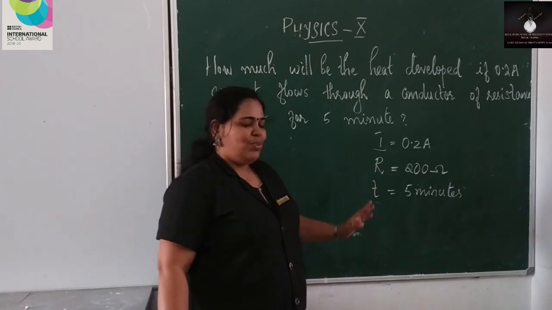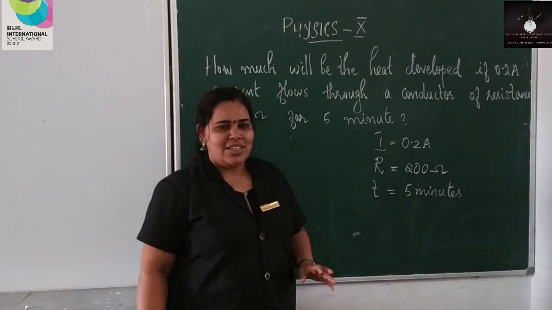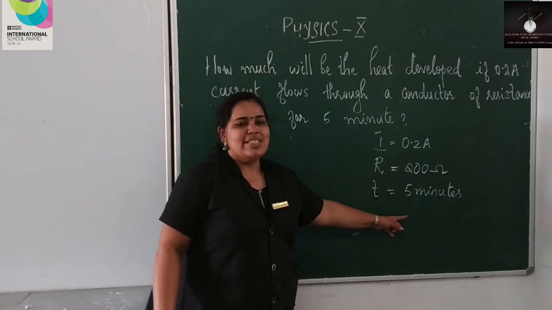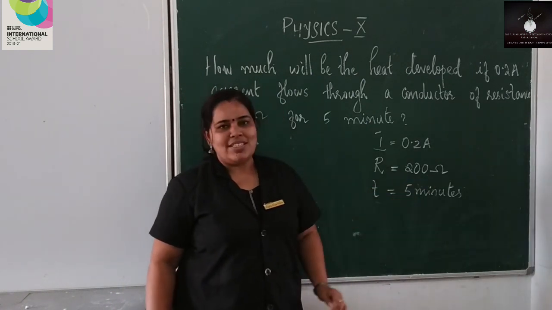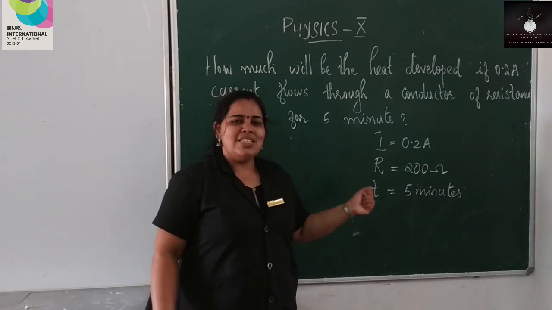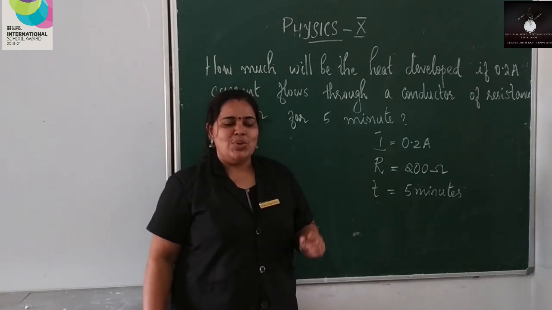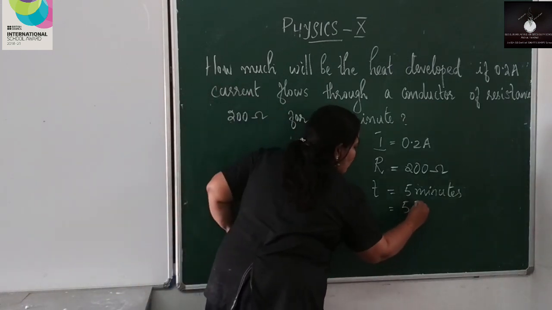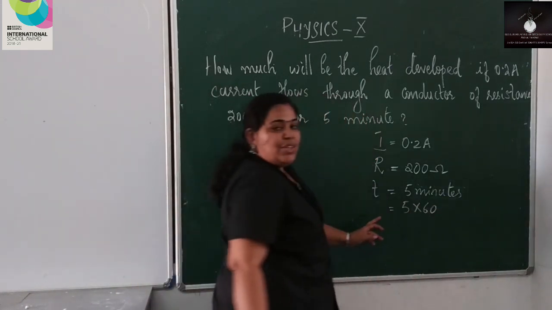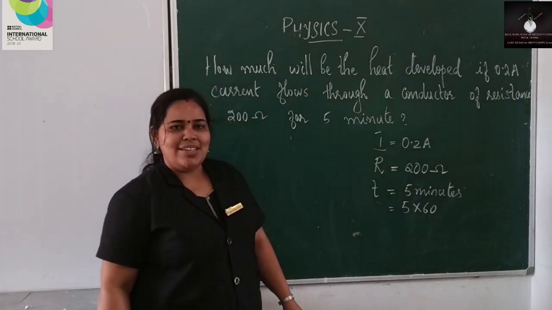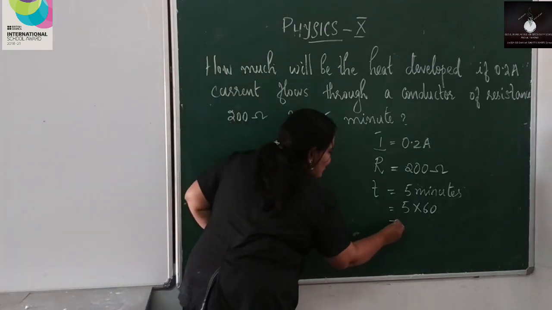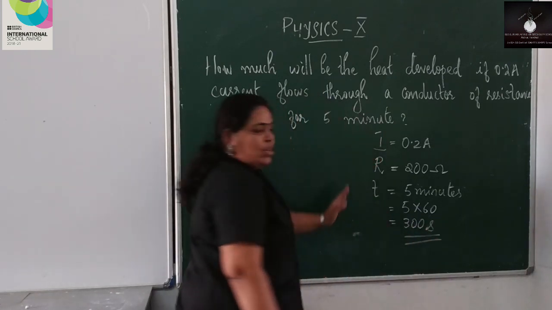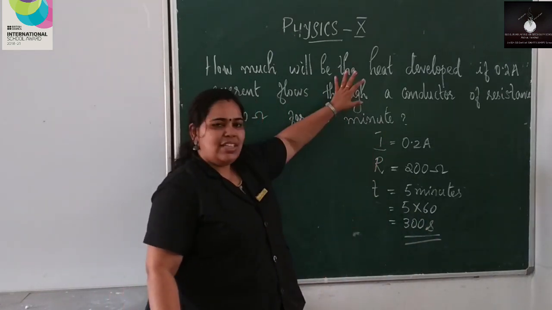We already know the basic unit of time is second. So for solving the problems, we have to convert this into seconds. How will you convert minutes to seconds? You have to multiply with 60. That is 5 into 60. What is 5 into 60? Yes, 300 seconds. Okay, so these are the things given in the question.